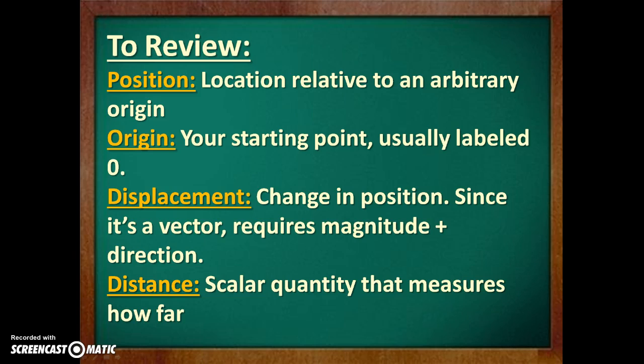Displacement's a vector, and so it always requires magnitude and a direction, even if that direction is simply positive and negative. Displacement's partner is distance. Distance is a scalar quantity that measures how far. And as we talked about yesterday, your odometer in your car is always going to measure distance.